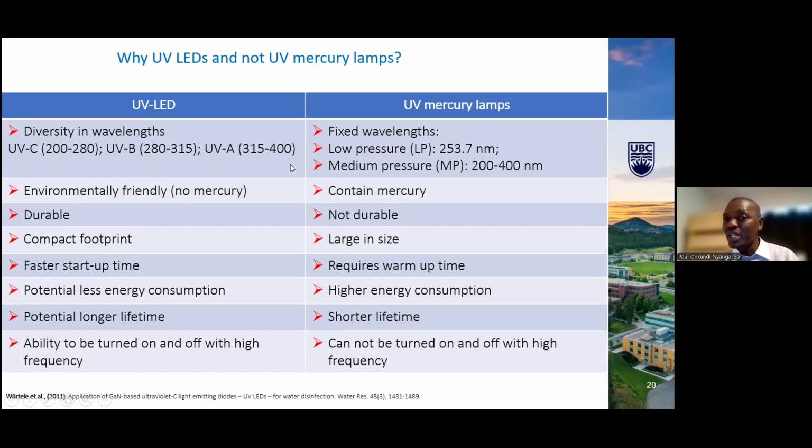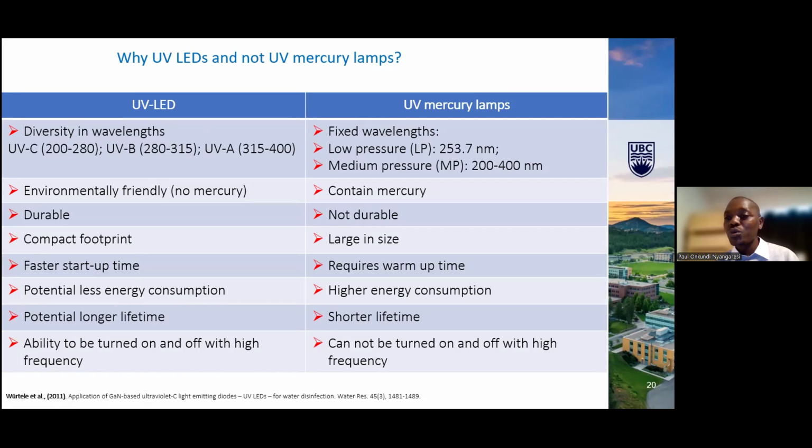Then, UV LEDs are environmentally friendly. They don't have mercury, but the mercury lamps do. The UV LEDs are durable, but the mercury lamps can break easily. And the UV LEDs are very compact, as I've shown you in a picture. Then there is the faster startup. If you turn on a mercury lamp and a UV LED, the mercury lamp takes a few seconds or minutes to reach maximum energy, but the UV LED turns on immediately. It's just instant.